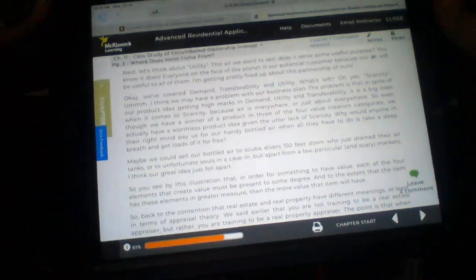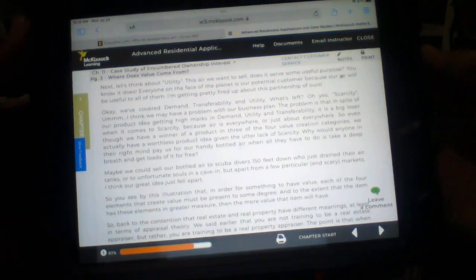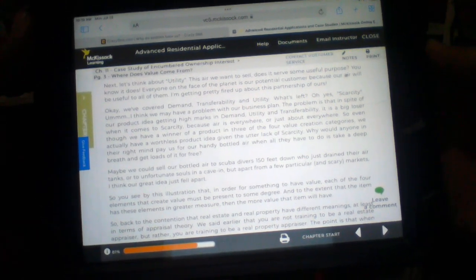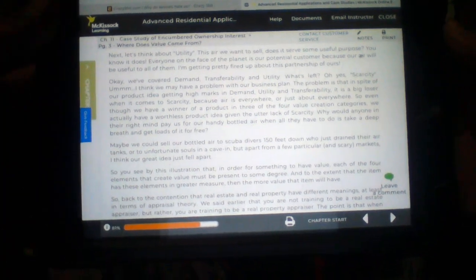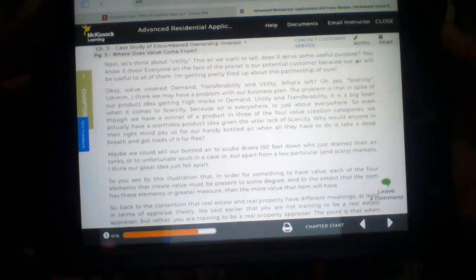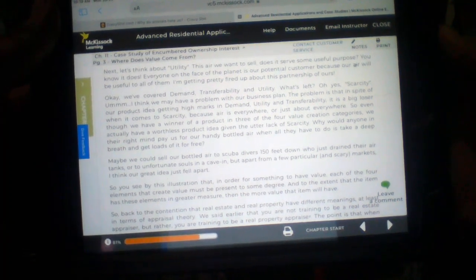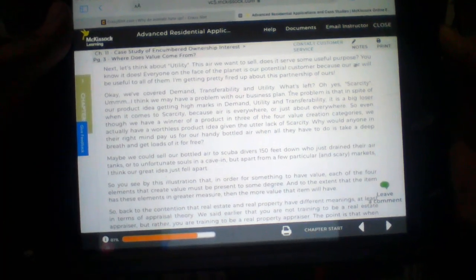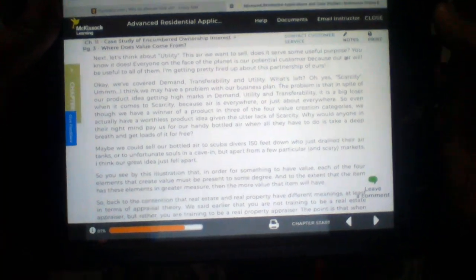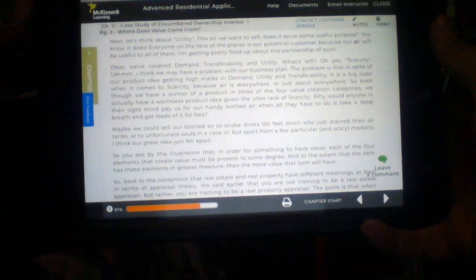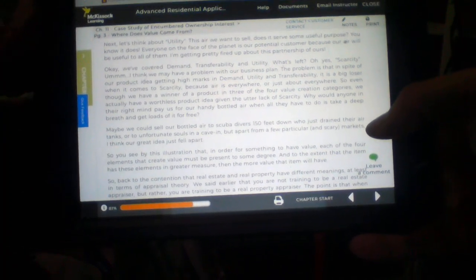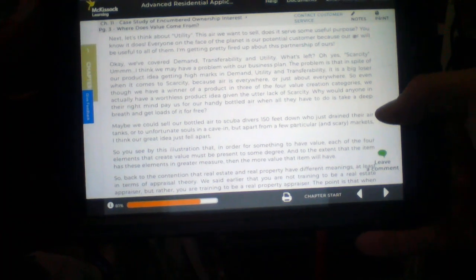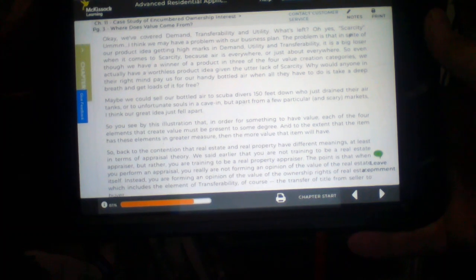Next, let's think about utility. This air we want to sell, does it serve some useful purpose? You know it does. Everyone on the face of the planet is our potential customer, because our air will be useful to all of them. I'm getting pretty fired up about this partnership of ours. Okay, we've covered demand, transferability, and utility.